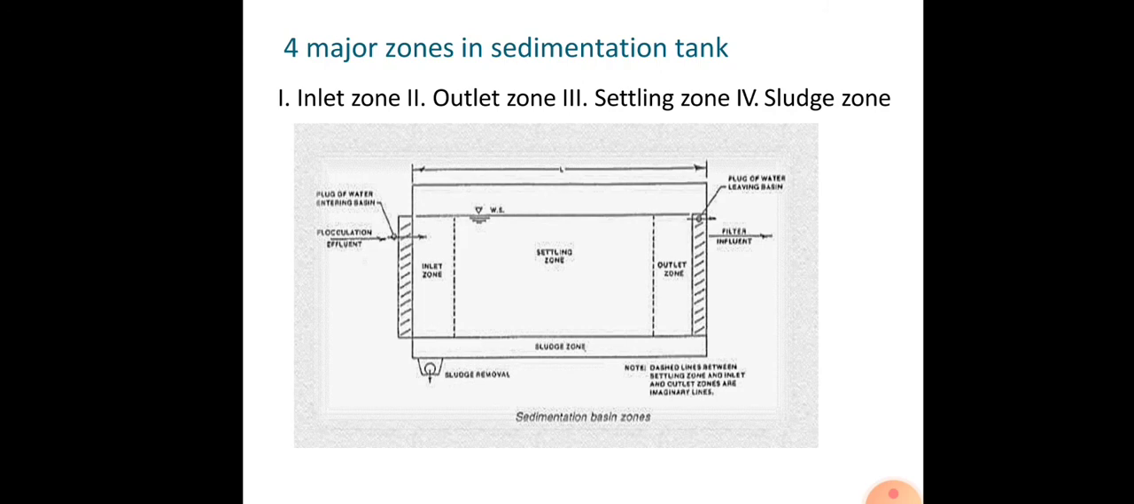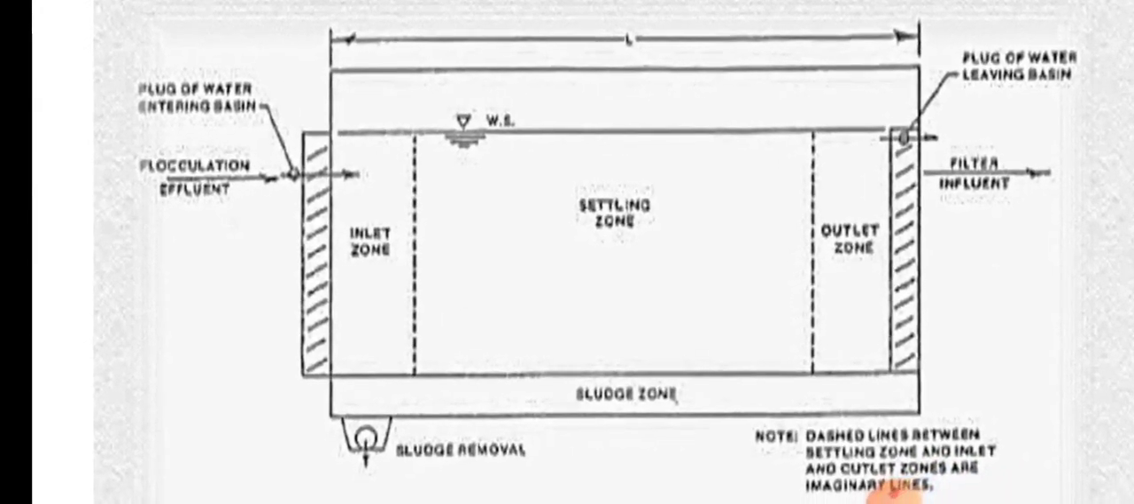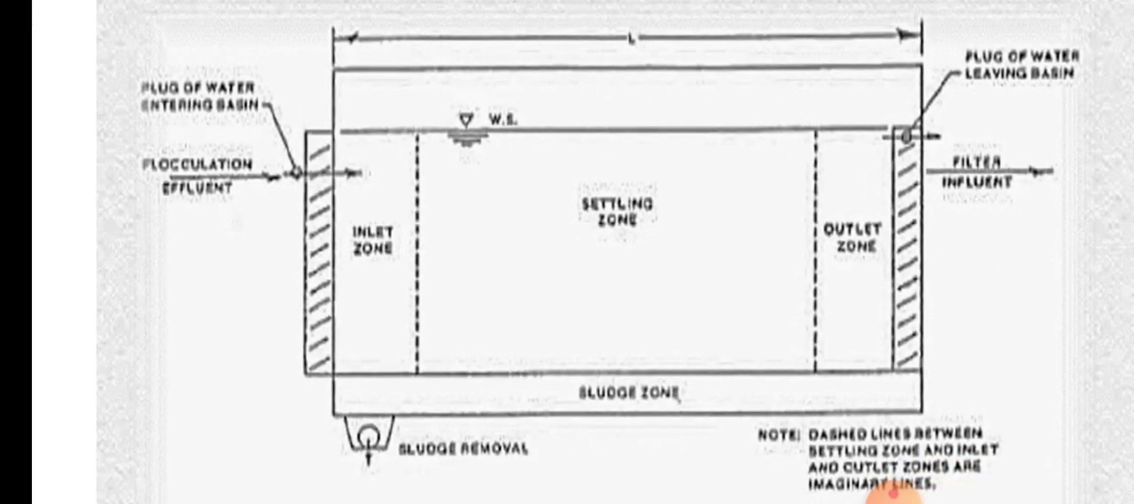Now coming to the next zone, that is the settling zone at the center. The settling zone is actually a region we can call a tranquil region, because it is stagnant. So here the flow is assumed to be steady, that is uniform, and the concentration of each particle here is assumed to be uniform throughout the cross section, and it will also be normal to the direction of the flow. Then you have the sludge zone.